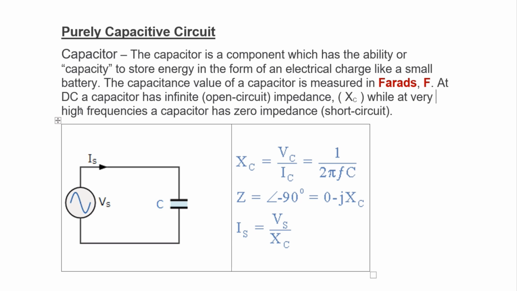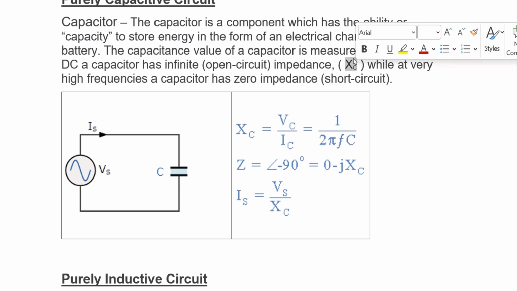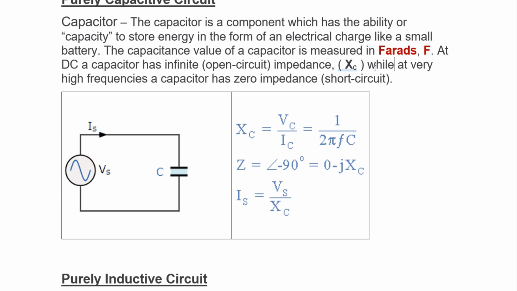At DC, a capacitor has infinite or open circuit impedance. So when a capacitor is used in DC, it behaves as if there is an open circuit. And XC, that is capacitive reactance, at very high frequency, the capacitor has zero impedance, a short circuit.